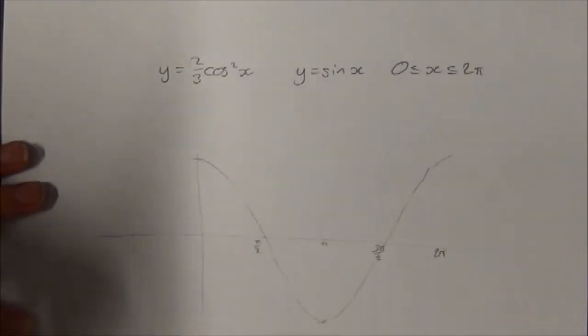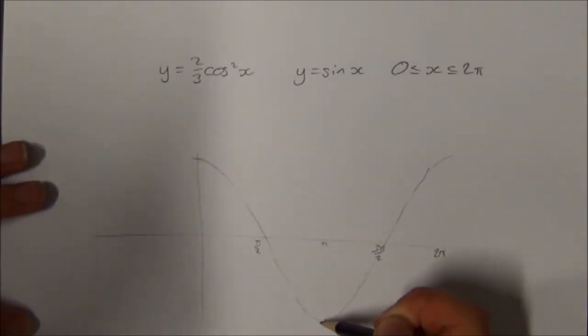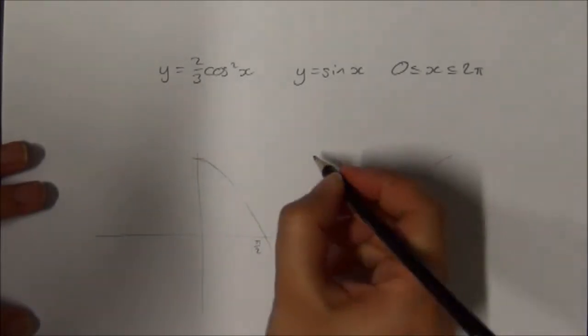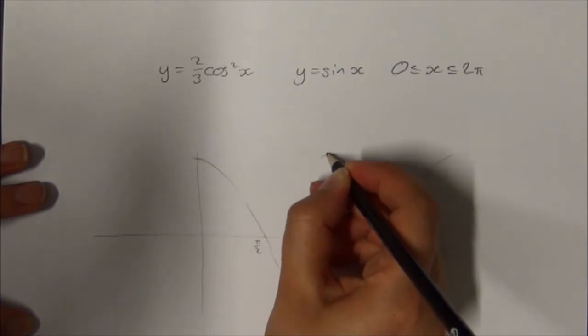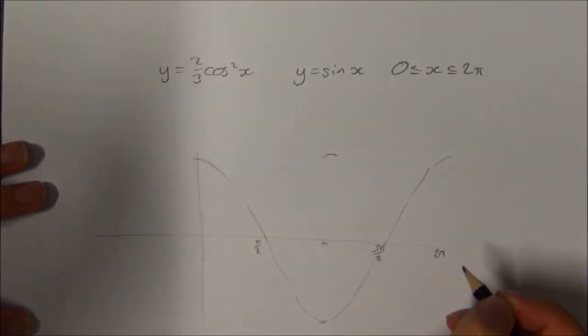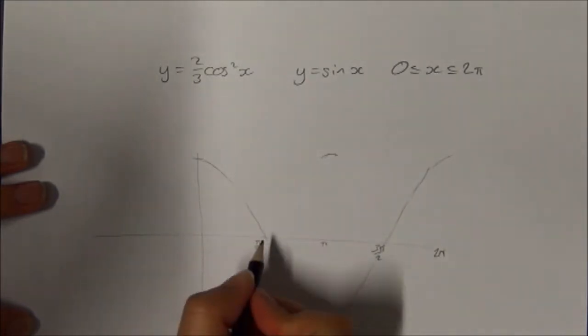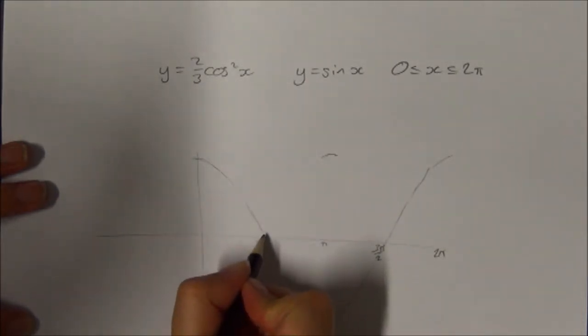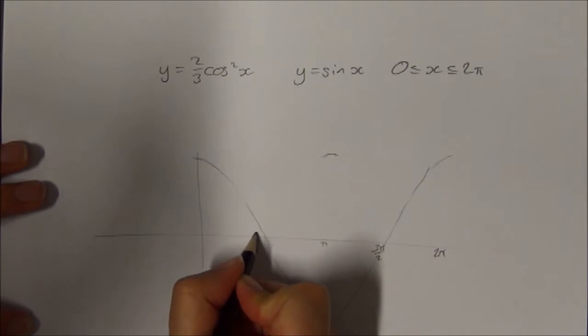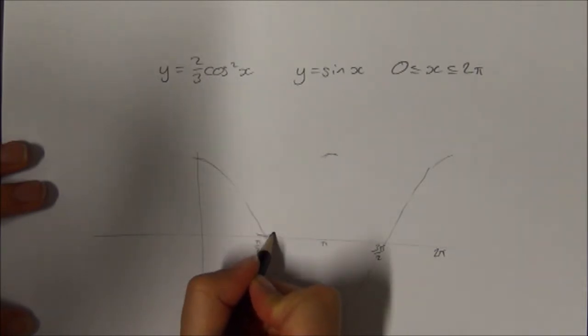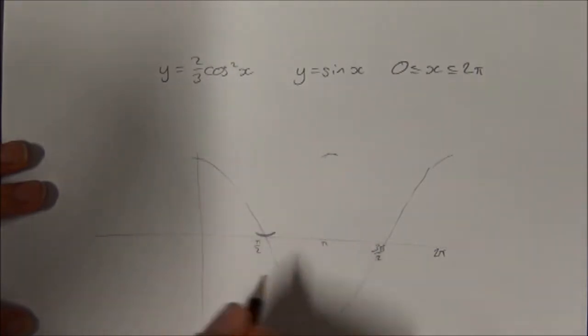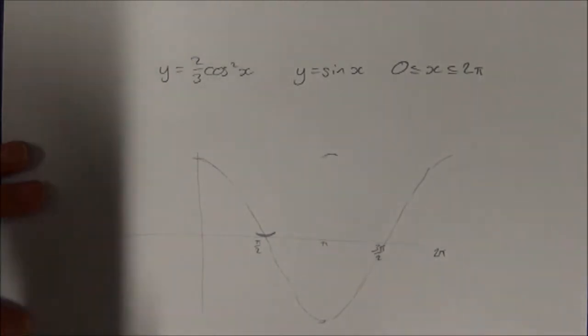If I have y equals cos squared x, well, instead of -1, it's going to be squared, so it's going to go through 1 just there. And so this negative bit is now going to be above the axis. And as it's approaching pi by 2, that's going to be a turning point. Instead of going straight through the axis, it's turning round.